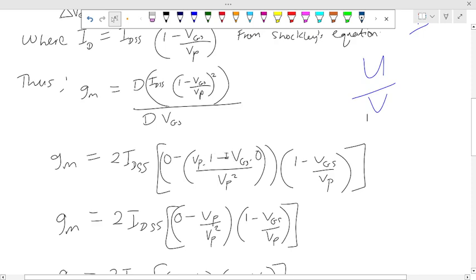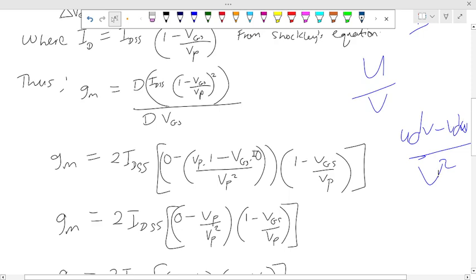This minus is from the quotient rule, which is u dv minus v du all over v squared. So this is the v part, this is the u part. Alright, so this minus is coming from the quotient rule. Hope that's clear. So the next thing is what?